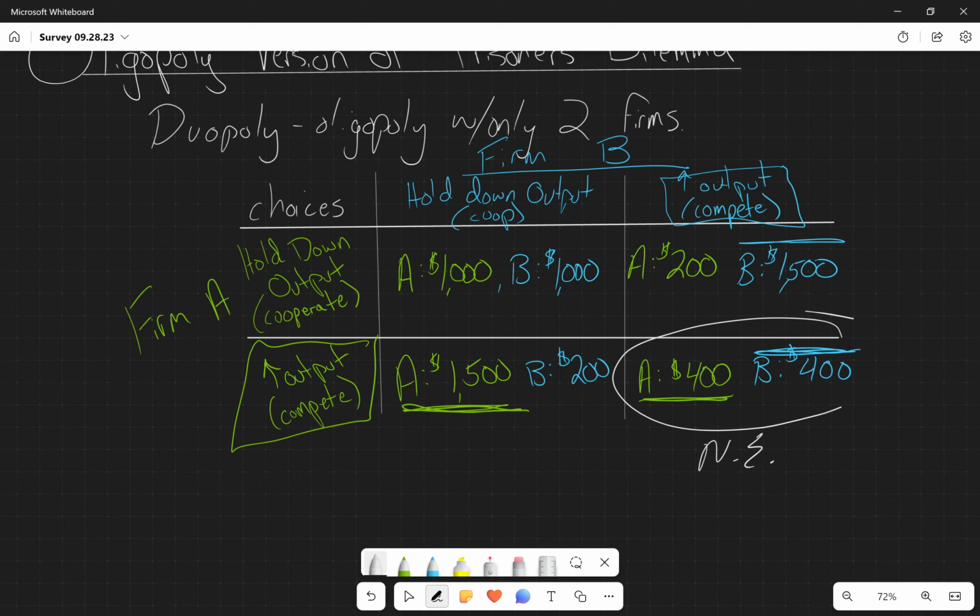And so we find this situation where the way out is to try to find a way to penalize those who don't cooperate, right? But there's also no real way to do that. These agreements to hold down output are illegal, right? And so you can't enforce an illegal action, right? You're just going to get yourself in trouble. So we do have some tacit collusion, right?